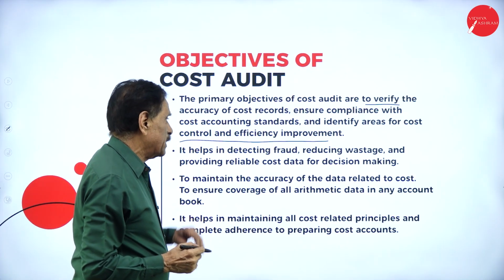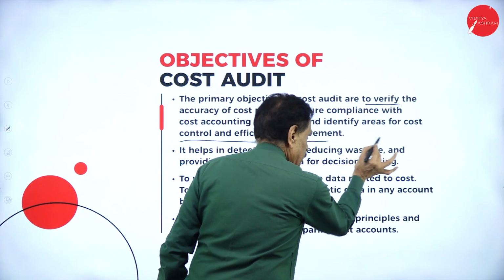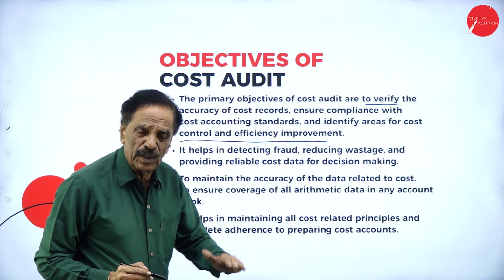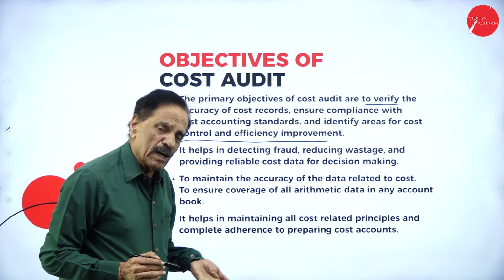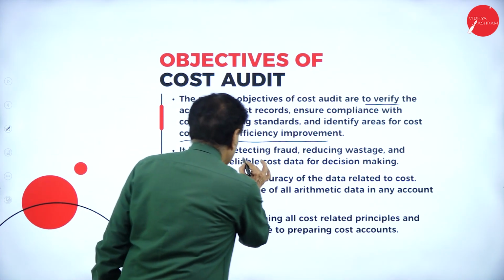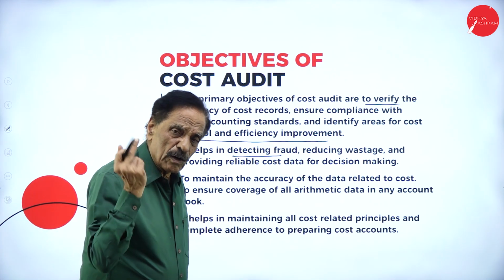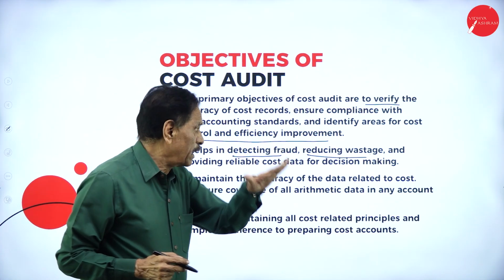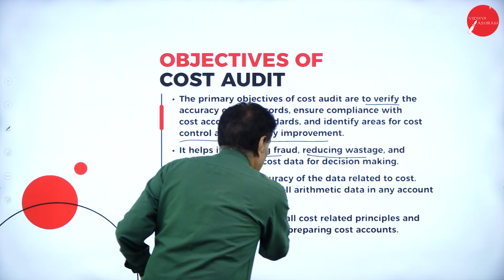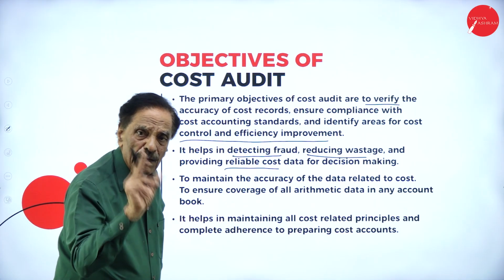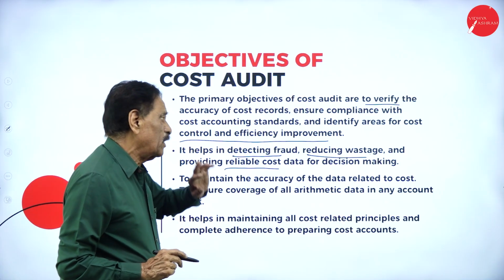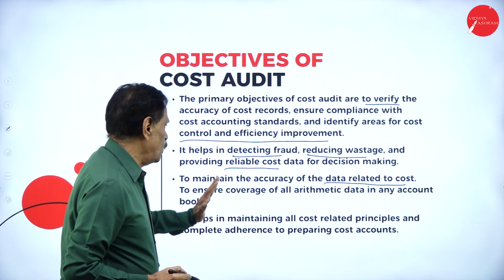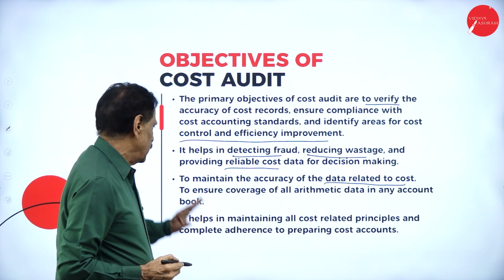It helps in detecting fraud, reducing wastage and providing reliable cost data for decisions. If you want to make a decision, the cost should be reduced. So in order to reduce the cost, you have to detect fraud. What are the things going wrong here? Reducing the wastage so that the cost of the article will come down, and providing reliable cost data for decision making. To maintain the accuracy of the data related to cost, and to ensure coverage of all arithmetic data in any account book.